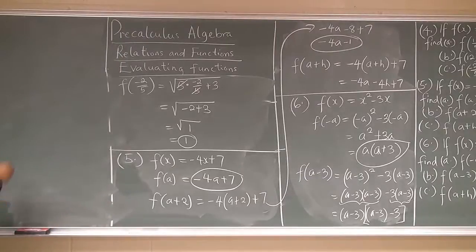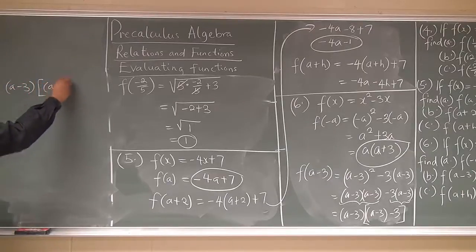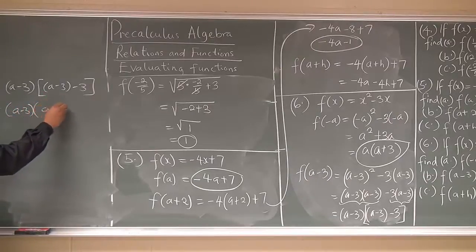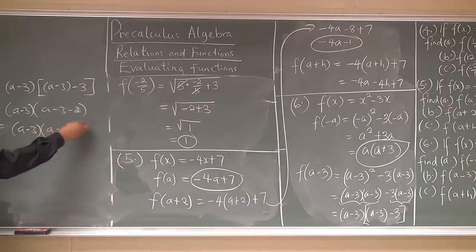If we finish that, we now have a minus 3. Let me start from here: a minus 3 minus 3. Okay, we can open up the parentheses. This will be a minus 3 minus 3, and this will be a minus 3 times a minus 6.